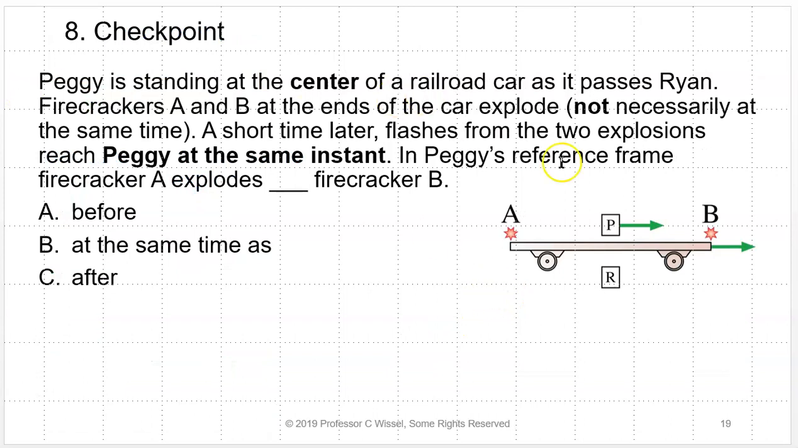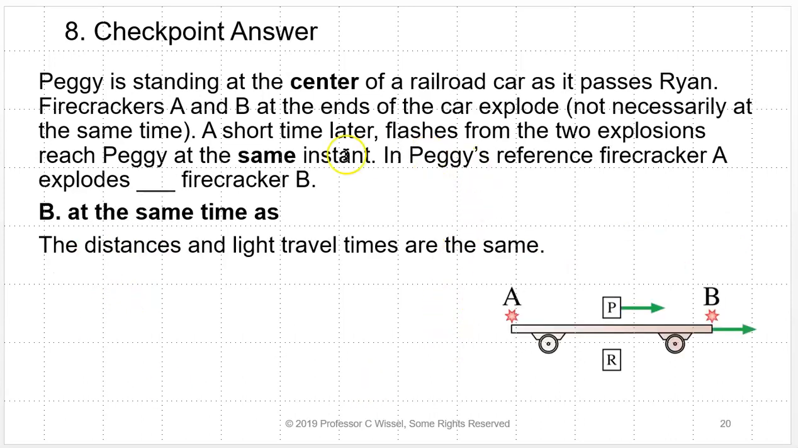Peggy is standing at the center of a railroad car as it passes Ryan. Firecrackers A and B at the ends of the car explode, not necessarily at the same time. A short time later, flashes from the two explosions reach Peggy at the same instant. In Peggy's reference frame, does firecracker A explode before, at the same time as, or after firecracker B? They will explode at the same time because she's equidistant from the two firecrackers and she sees them happen at the same instant. That's in Peggy's reference frame.